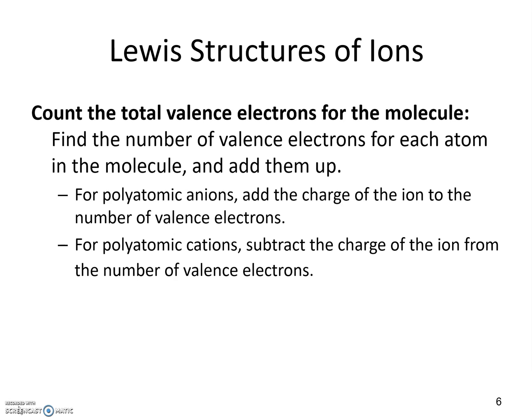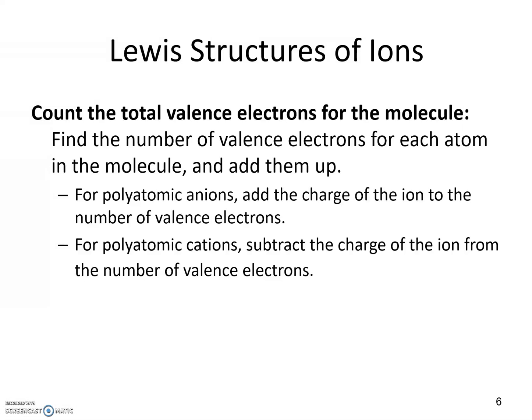The only difference is that obviously an ion has a charge, so we have to consider the charge when we're totaling up those electrons. In the case of anions, meaning ions with a negative charge, we increase the total number of valence electrons by the amount of the charge. And then if we're dealing with a cation, something like ammonium, which has a positive charge, we actually subtract the charge from the number of valence electrons. That's what would give us a positive.